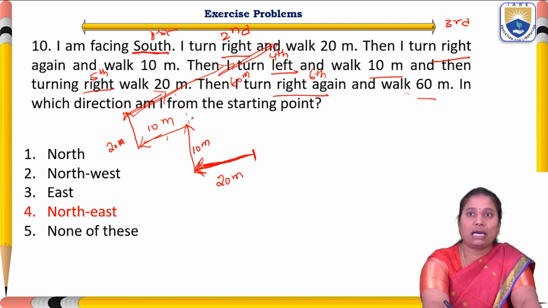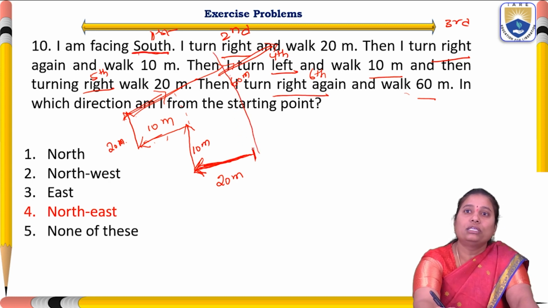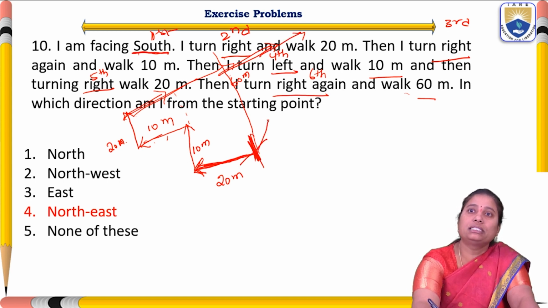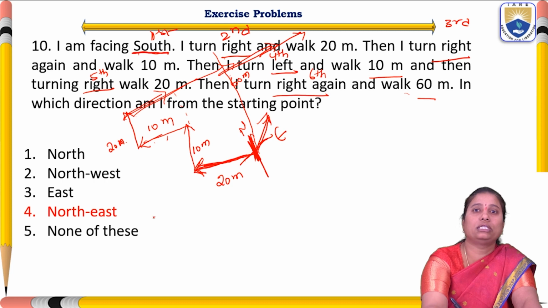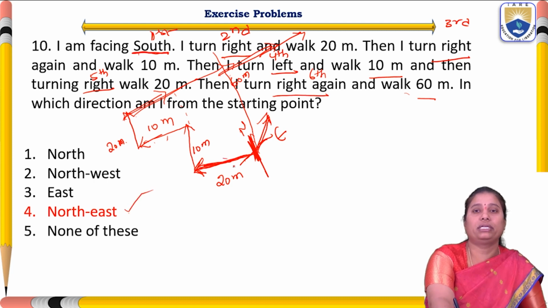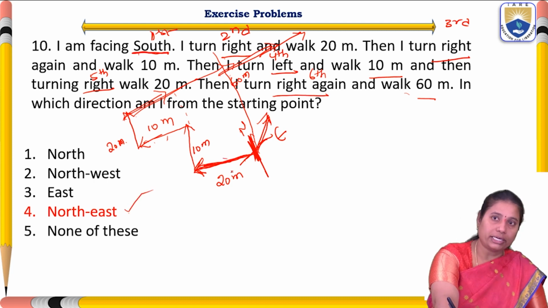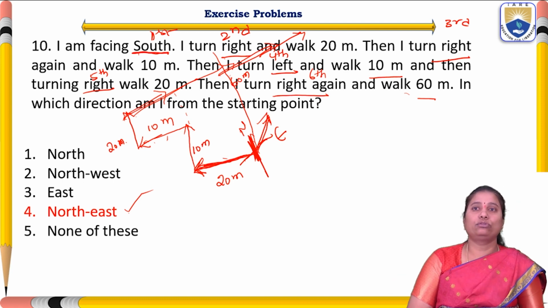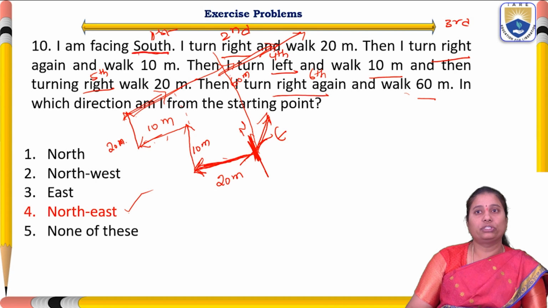In which direction am I from the starting point? If we take this as the starting point and he is somewhere else, he is in between, which is called northeast. So from the starting point he is in the northeast direction. This is the way to answer such kind of questions.